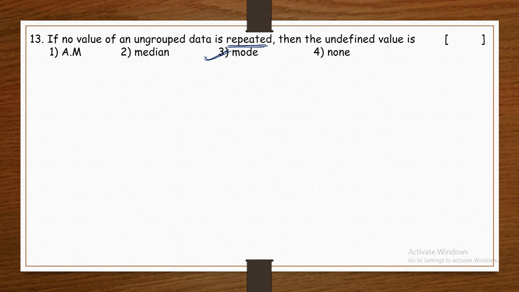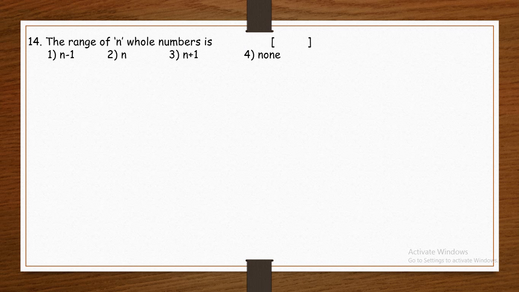That means it is not defined. So if repetition is there, then only we can say that it contains a mode, right? Next, moving on to question number 14. The range of n whole numbers is, so what is meant by range? So once again we need to recall what is range.